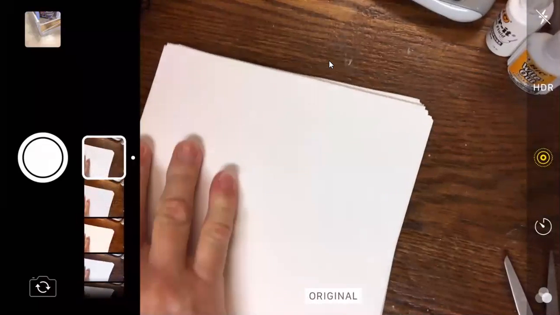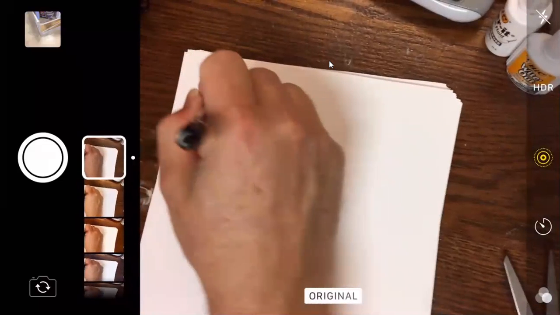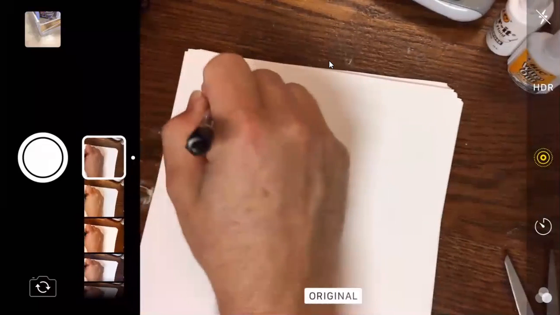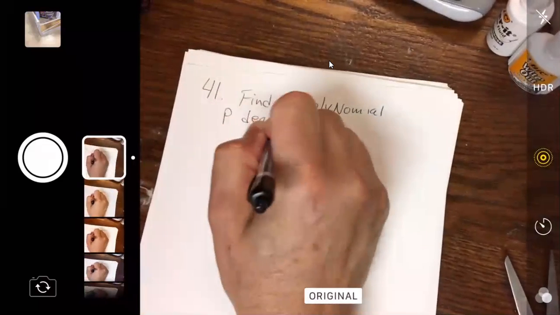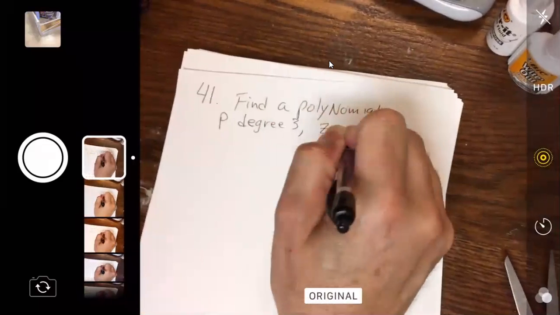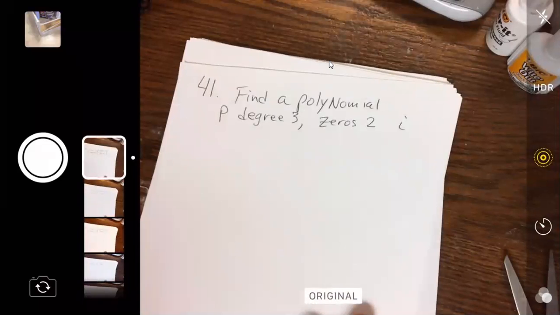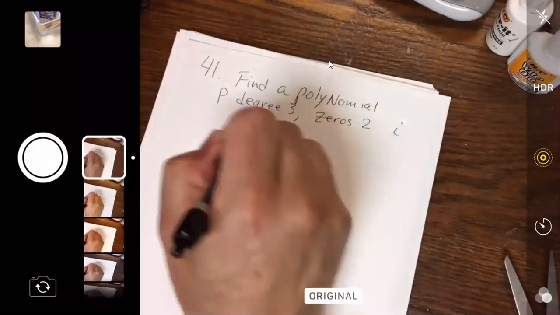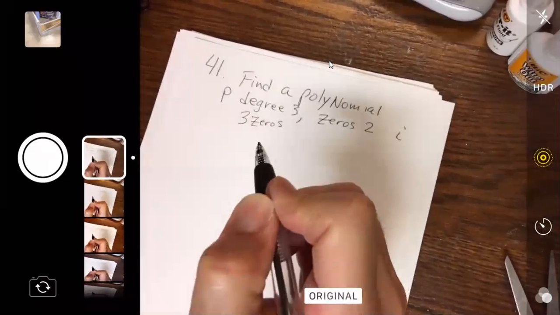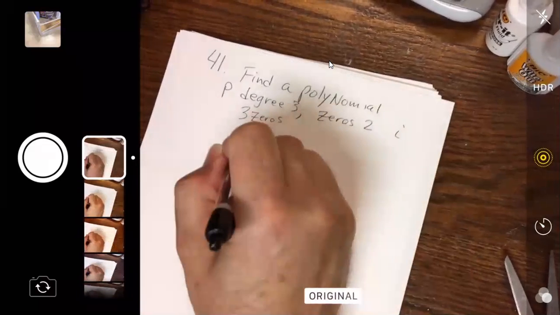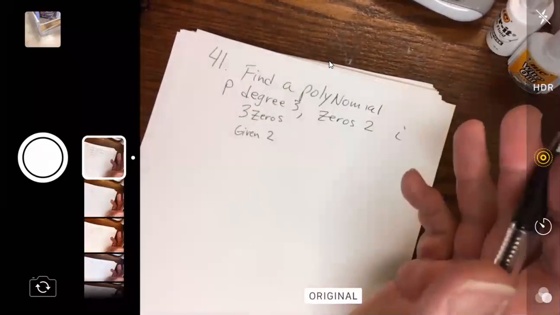Well, let's try 41. I'll make a point about this. All right, find a polynomial P, degree 3, zeros 2 and i. Okay, so here's the point. Notice degree 3 is supposed to be 3 zeros. Well, they've only given us 2. Oh no, where's my third zero?